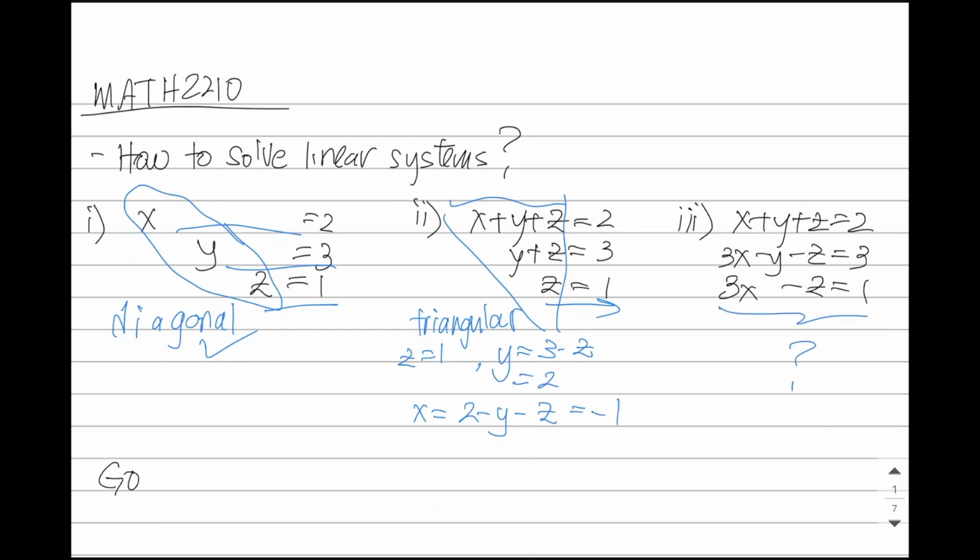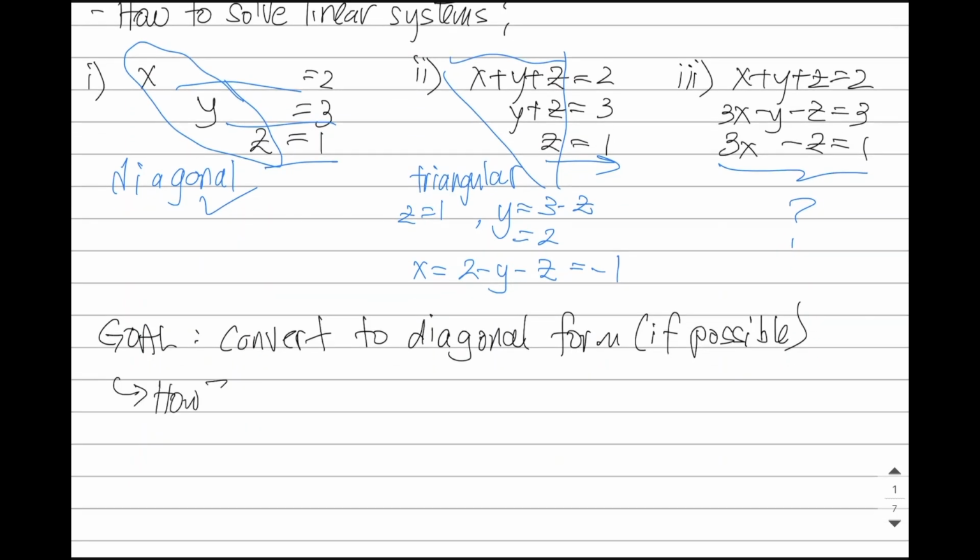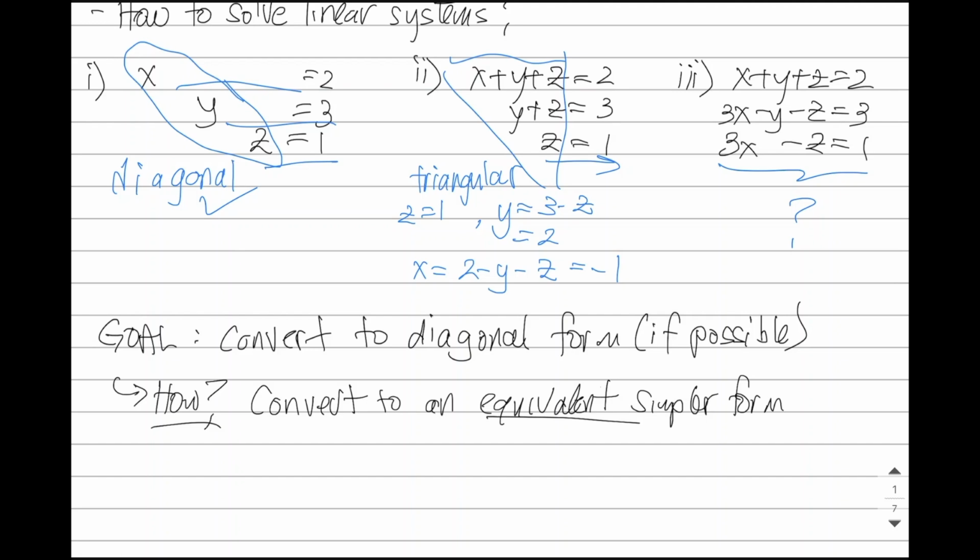Now, generally, we won't have either of these. Our goal today is to convert a system into diagonal form if possible. What we're going to do is make our system look different, but have the same solutions that it had at the beginning. So we are going to try to convert it to an equivalent diagonal form, an equivalent simpler form. Now remember from last time, the word equivalent means same solution set.